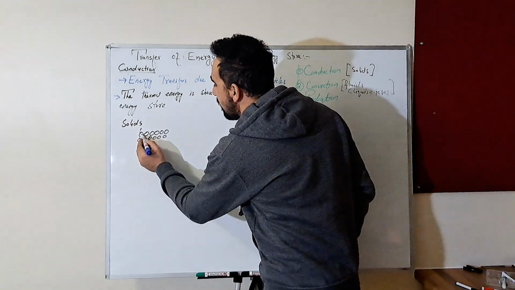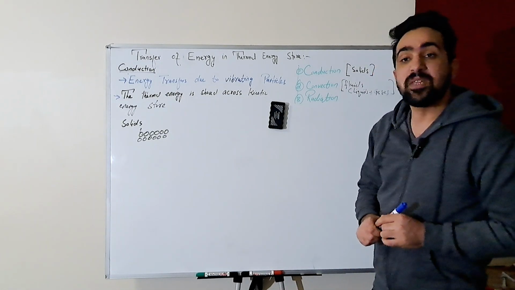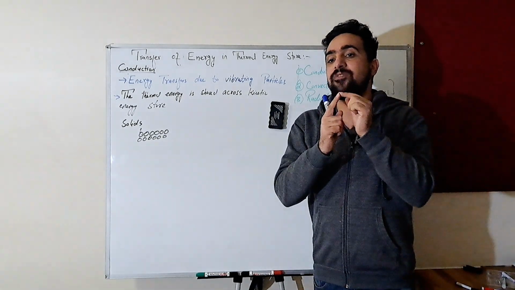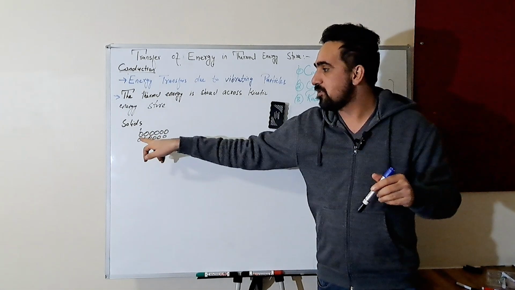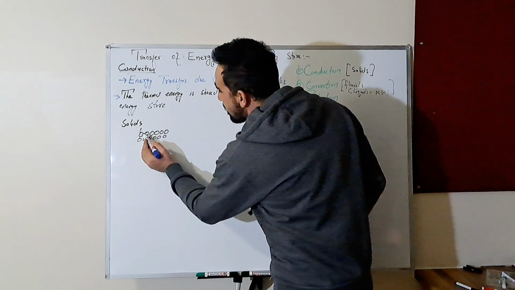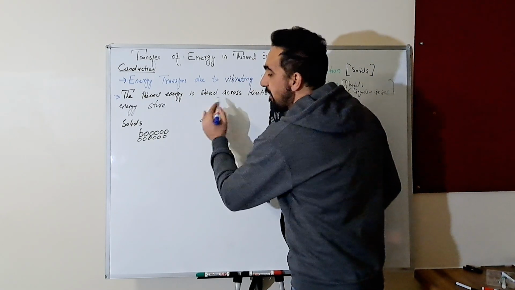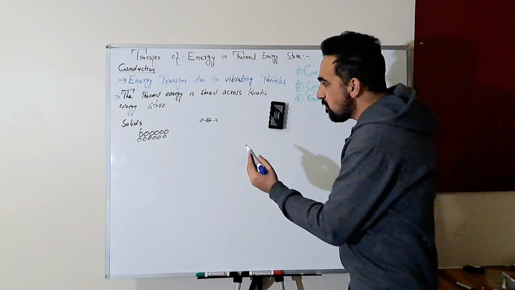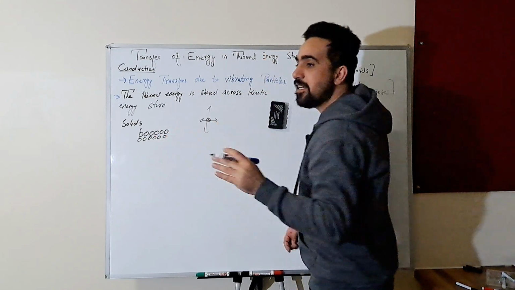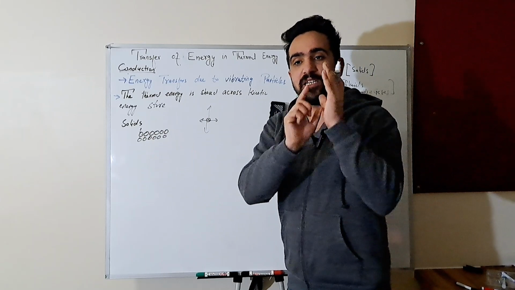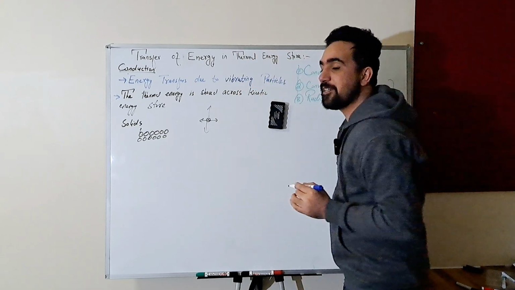If this is the first particle, it cannot move all the way from here to here. But they still possess one kind of kinetic energy, that is, they are vibrating about their position. So if you zoom in on one particle, there is some space on either side of the particle, and this particle keeps vibrating in this space. Of course, it's also vibrating along the other axis and along the z-axis, but for simplicity, we are just looking at one axis.